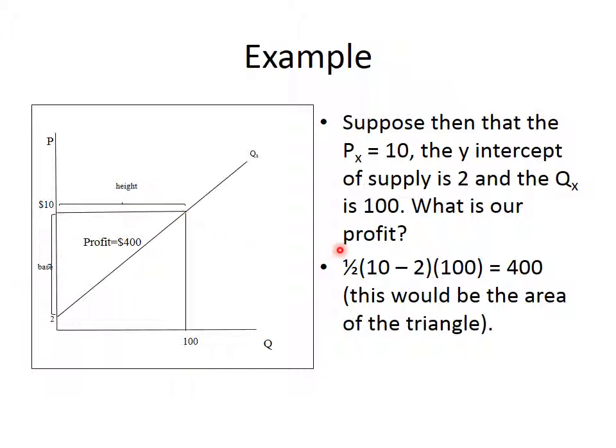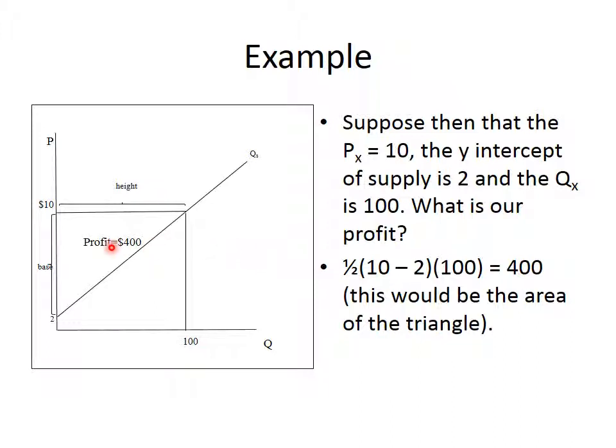Well, 1/2 base times height. Again, it doesn't matter which of these two things we use. Here, I typically use this for base. 1/2 base times height, that's 1/2 times 10 minus 2 times 100. Well, 10 minus 2 is 8. Half of that is 4. 4 times 100. 400 is our profit.